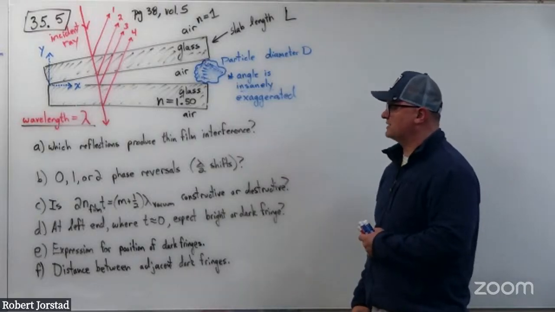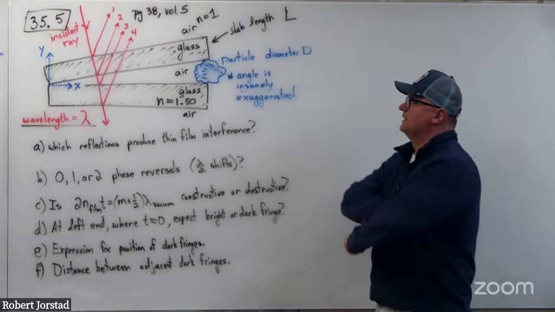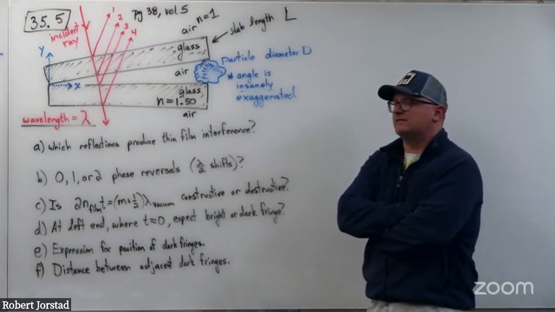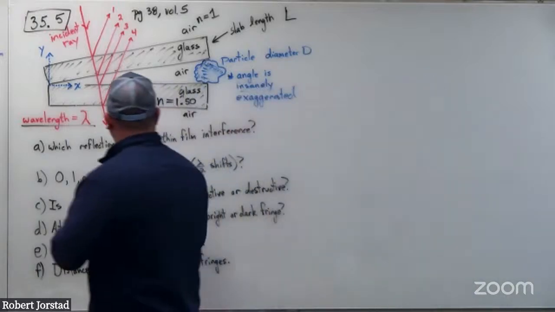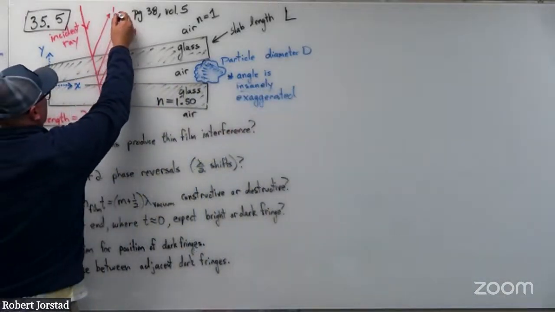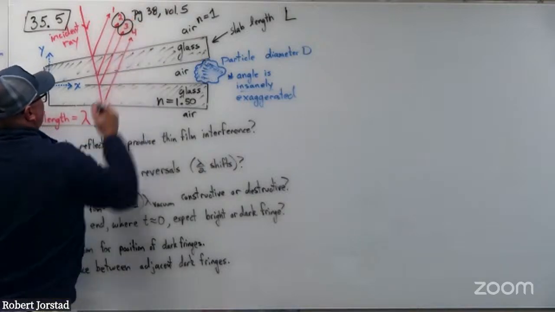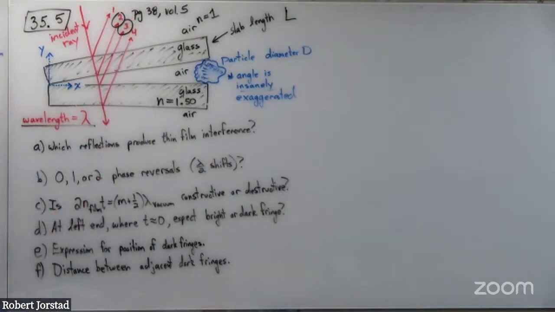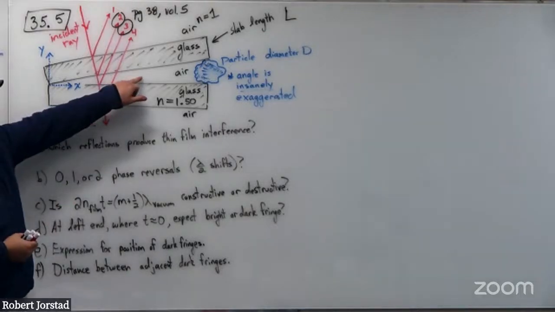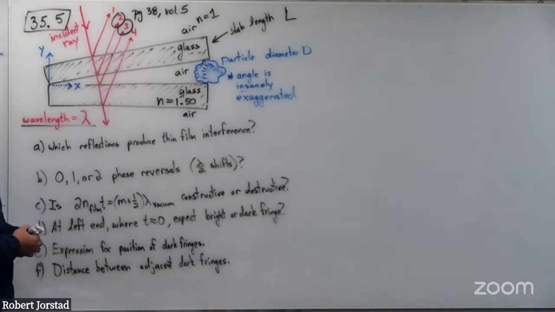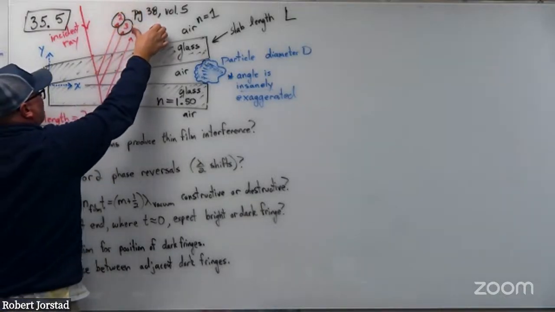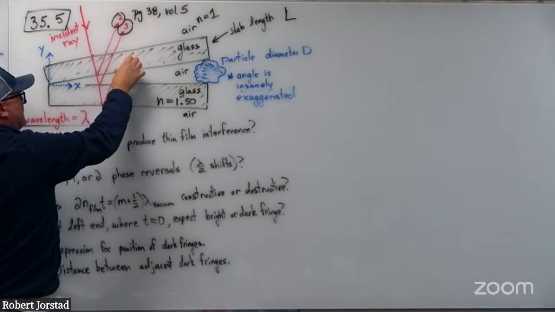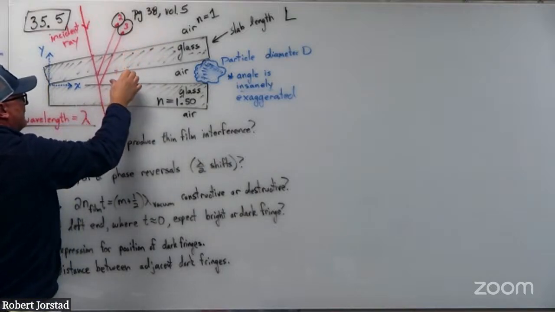Which reflections produce the thin film interference? Pause the video if you want to try it yourself. 3, 2, 1. It's going to be these two. 3 and 4 are the only ones we care about, right? The thin film is the tiny pocket of air between the two glass plates. So as a result, I don't care about 1 and I don't care about 4. These are the only two.